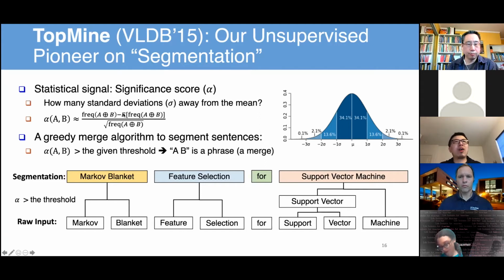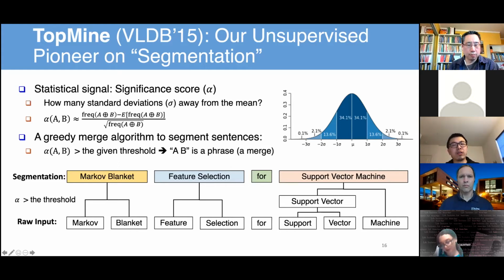You may wonder how did we get a formula, but I think it's not the most important message here. We just want to know that there's some way to describe how rare this event is. And we can run this greedy merge algorithm from the bottom up. So we can look at the sentence. We try to merge every 2 adjacent unigram.